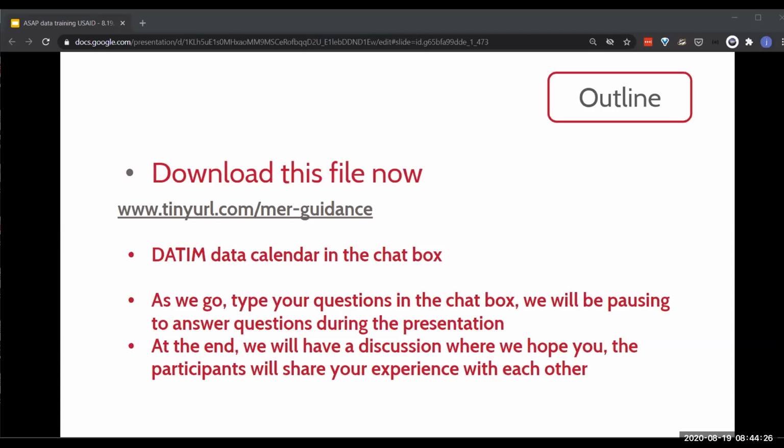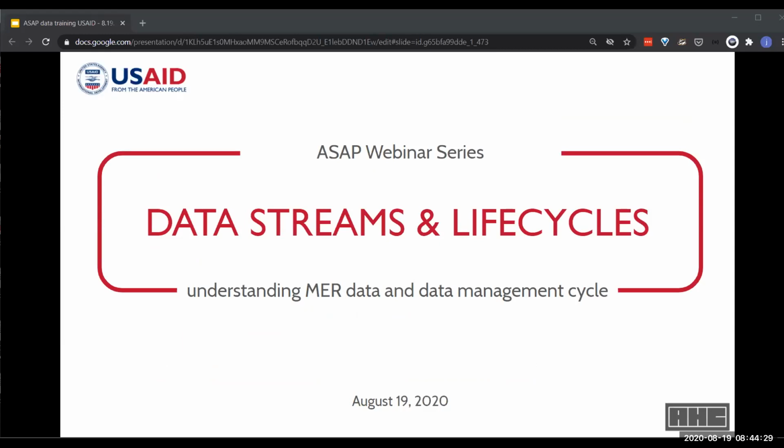All right. So the first thing we're going to talk about is the PEPFAR data streams and life cycles. Now, again, the idea of this is to help you understand MER data and the data management life cycle. As I said before, this is an explanation and orientation of what goes on after you do your work, you collect the data on the work that you're doing, and you enter that data into the system. Now, again, this is very headquarters focused, but we're hoping that we can help you understand why we do what we're doing.